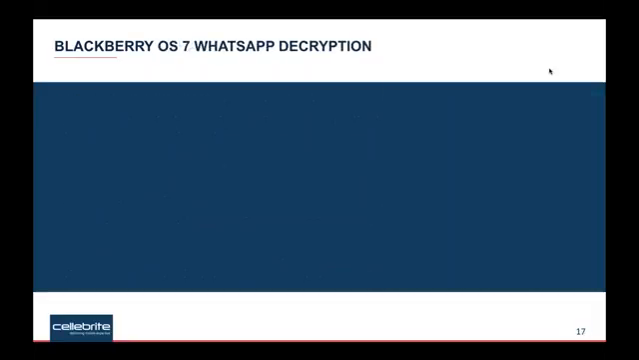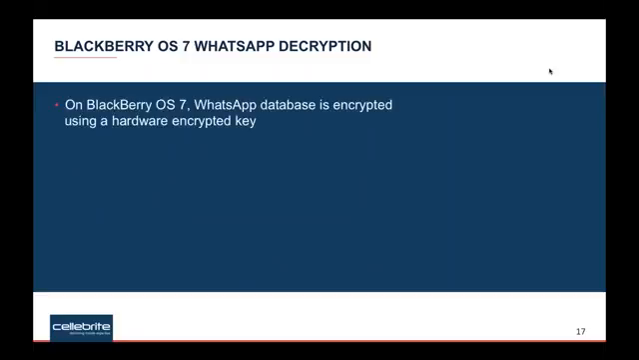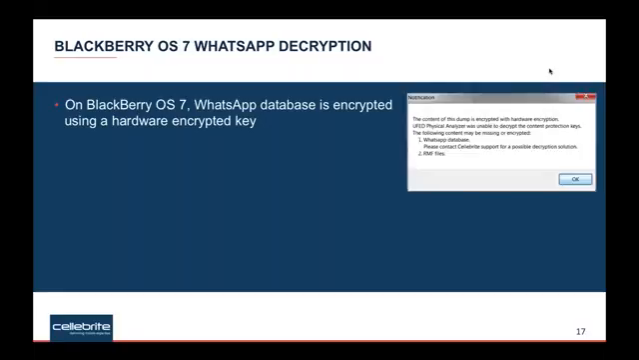For even older generations of BlackBerry devices running OS 7, and trust me, these are still kicking around out there, there's people that are utilizing WhatsApp. Now, the problem is, for newer BlackBerry devices running OS 7, the WhatsApp database is encrypted using a hardware encrypted key. So that means that there is really no way to extract this from the hardware level, doing chip off or talking to the processor directly. And it'll become apparent when you're doing the extraction and analysis of a BlackBerry OS 7 device. You will get a pop-up like this in UFED Physical Analyzer.